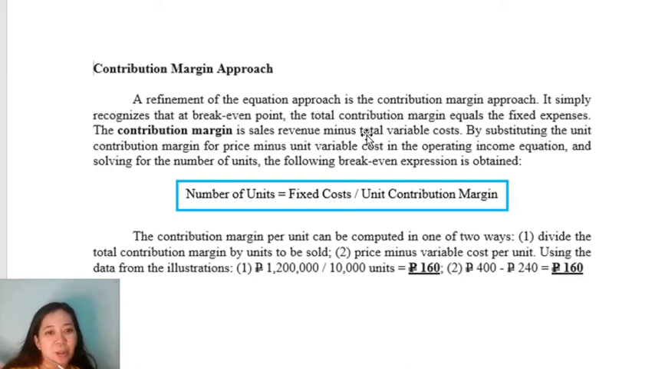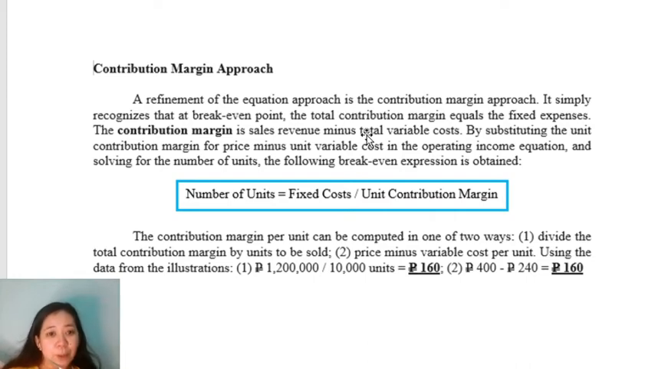When we say contribution margin, again, just like what we have mentioned earlier, this is the difference between your revenue and total variable cost. So the formula is given. Number of units here.